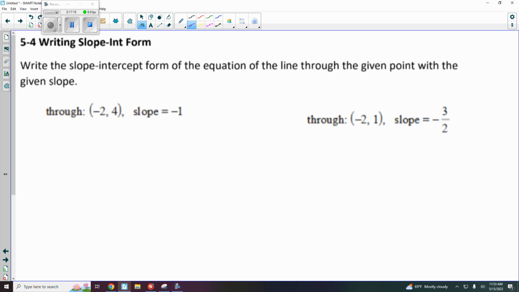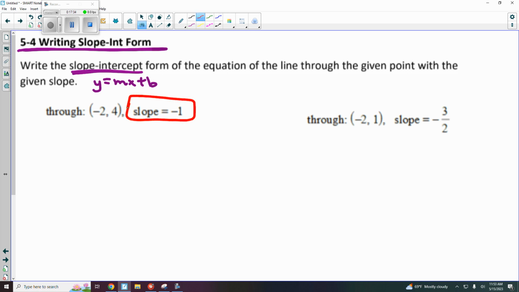Okay. So 5-4 asks us now to write the slope-intercept form. And remember, that's just your y equals mx plus b. For the equation of each line that goes through a given point with the given slope. So as far as this one goes, it goes ahead and tells me my slope. So we know for this one, m is going to be negative 1.